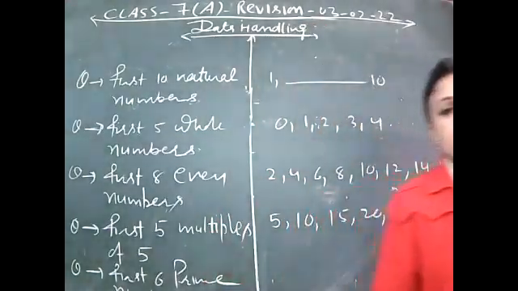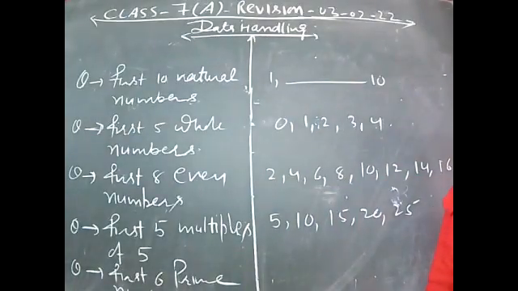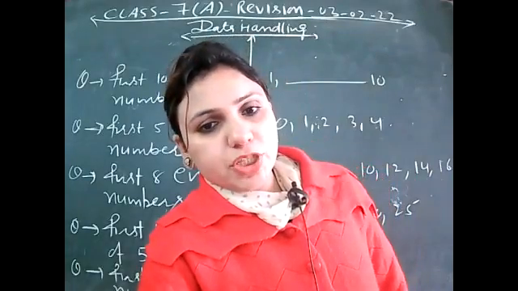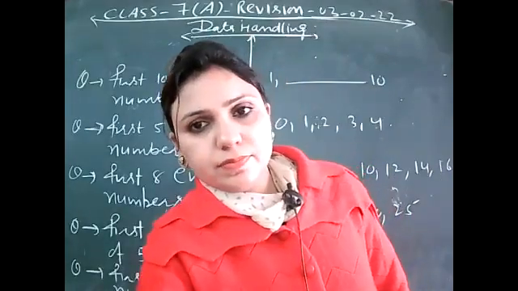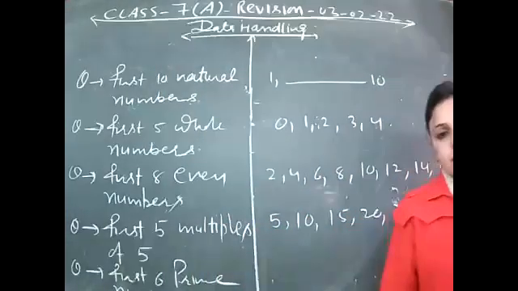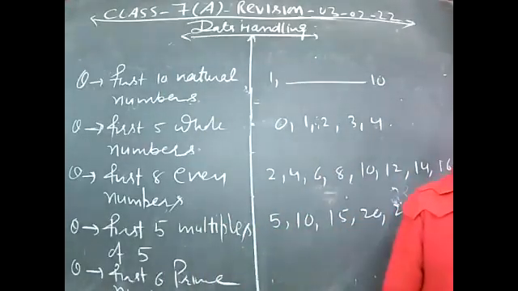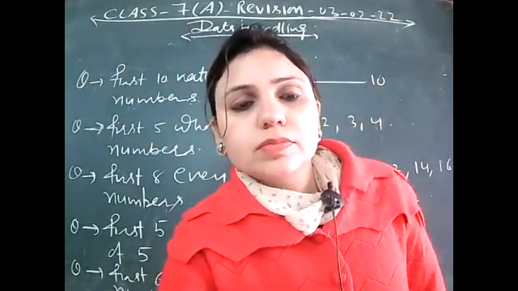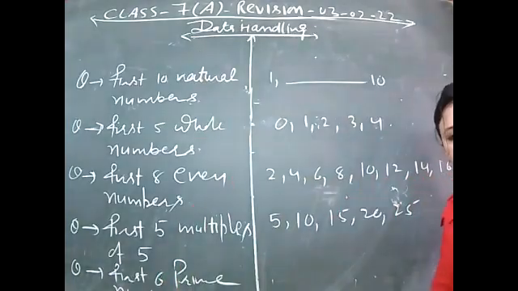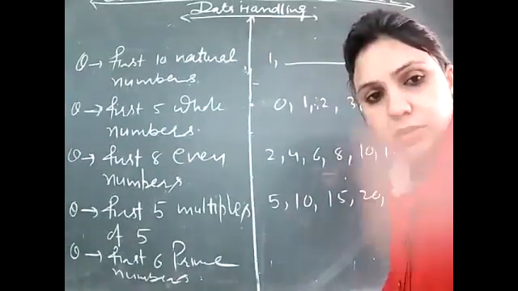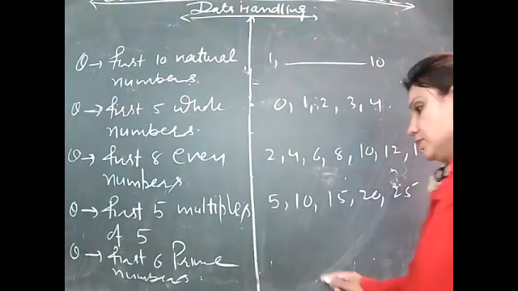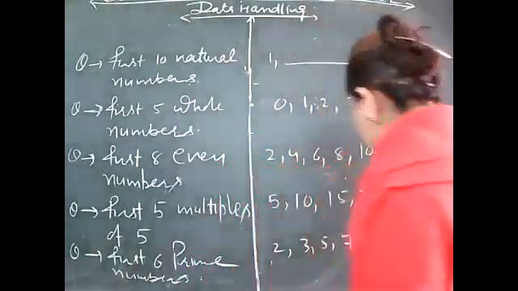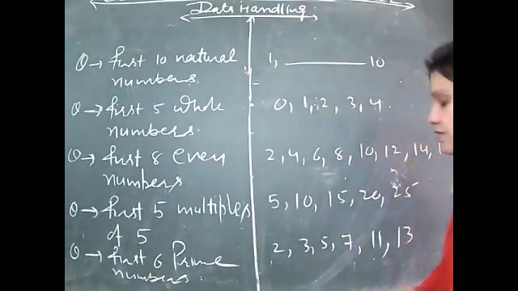Can anyone tell me the first 6 prime numbers? Raise your hand. I would like to ask Aditya Mahajan, students, unmute yourself. Aditya, unmute yourself. Aditya, where are you? Aditya, tell me the first 6 prime numbers. Mam, 2, 3, 5, 7, 11, 13. Shabash. These are the first 6 prime numbers.